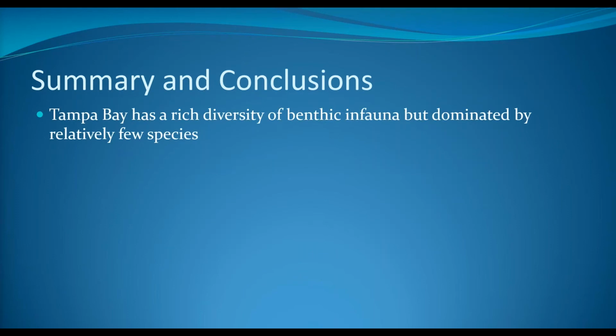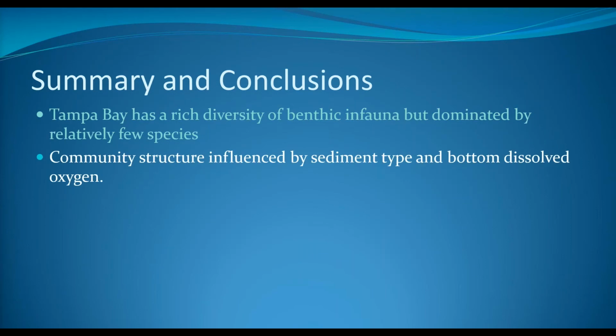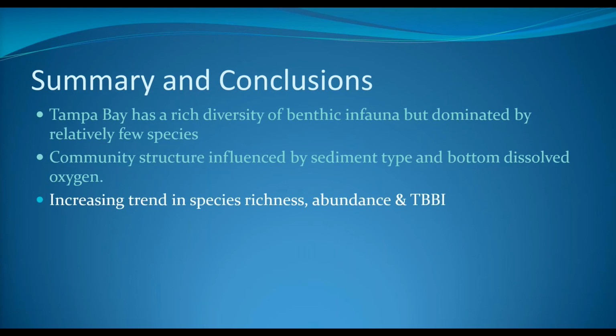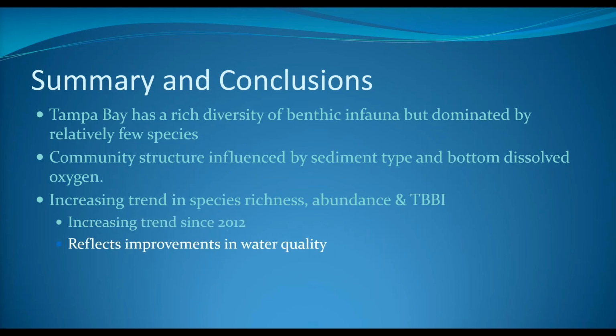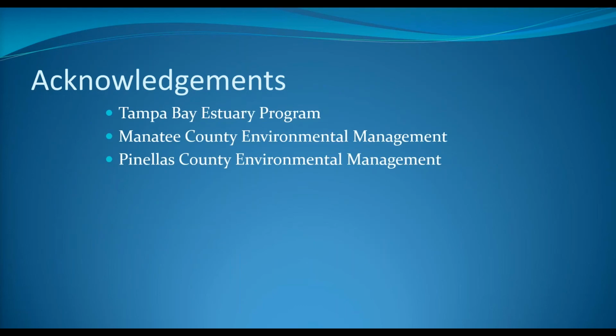Next. So in summary, Tampa Bay has a rich diversity of benthic fauna, but is dominated by relatively few species. The community structure is influenced by sediment type and bottom dissolved oxygen. There's an increasing trend in species richness and abundance and in the benthic index over time. This has been most notable since 2012. And this reflects improvements in water quality that we've seen over time.